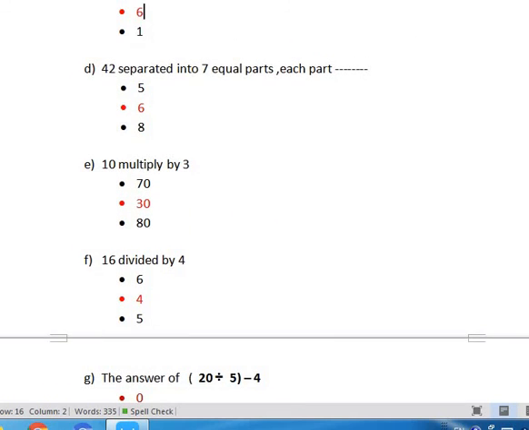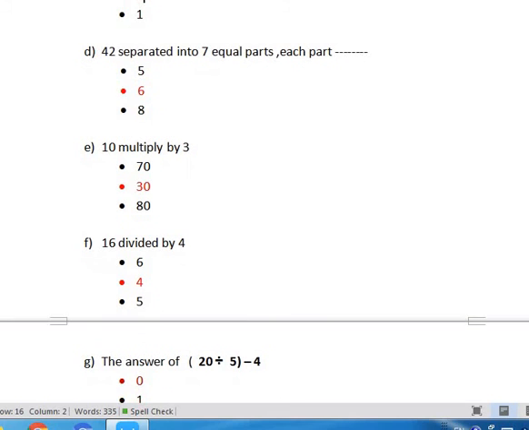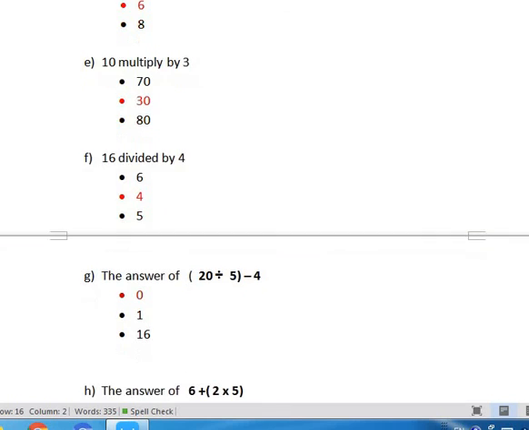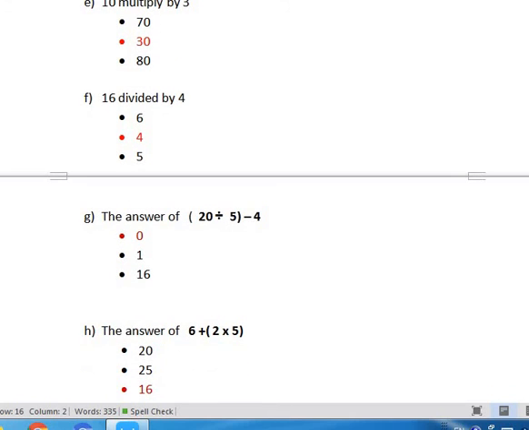I'm doing this quickly because we have covered this before in this revision on YouTube. The answer of 20 divided by 5 minus 4. 20 divided by 5 between brackets will give me what? Do you remember? 4. 4 minus 4 is 0. The answer of 6 plus 2 times 5. 2 times 5 is 10. 10 plus 6 is 16.